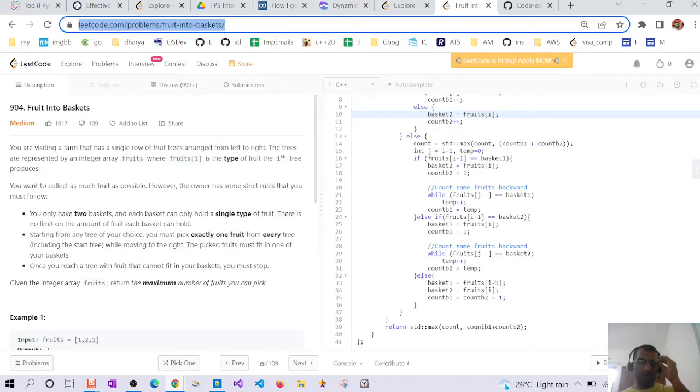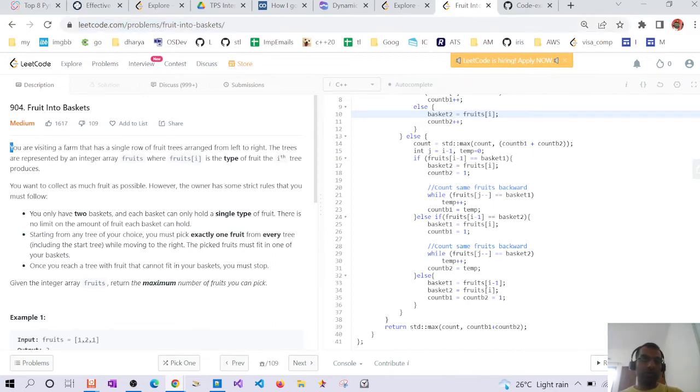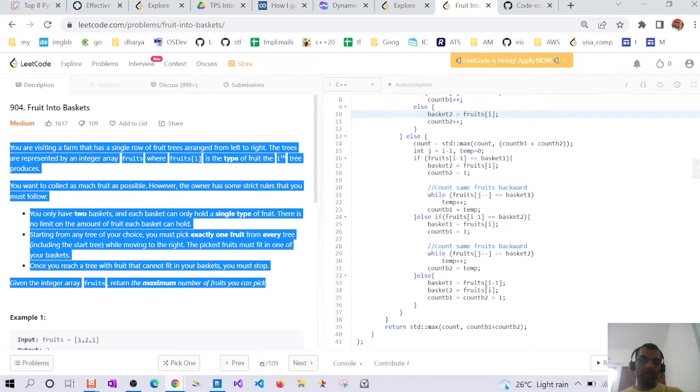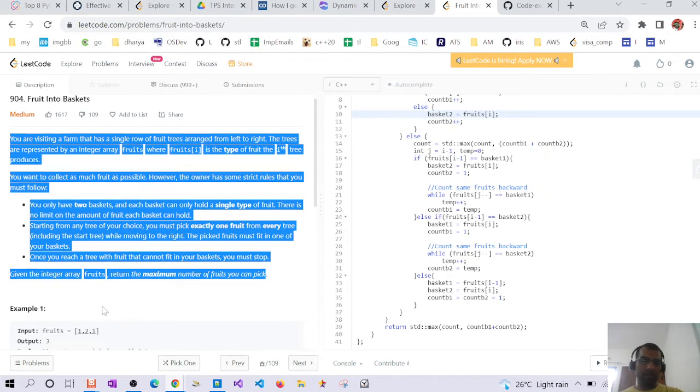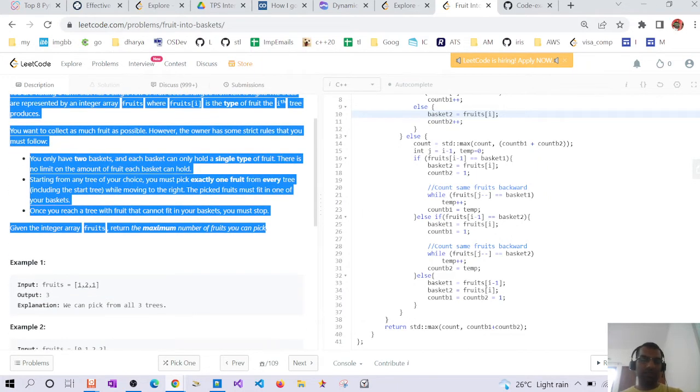One of the main things which I found in this question is that I'm not able to understand the question correctly. So I'll be spending some time going through the question and helping you understand the examples here.